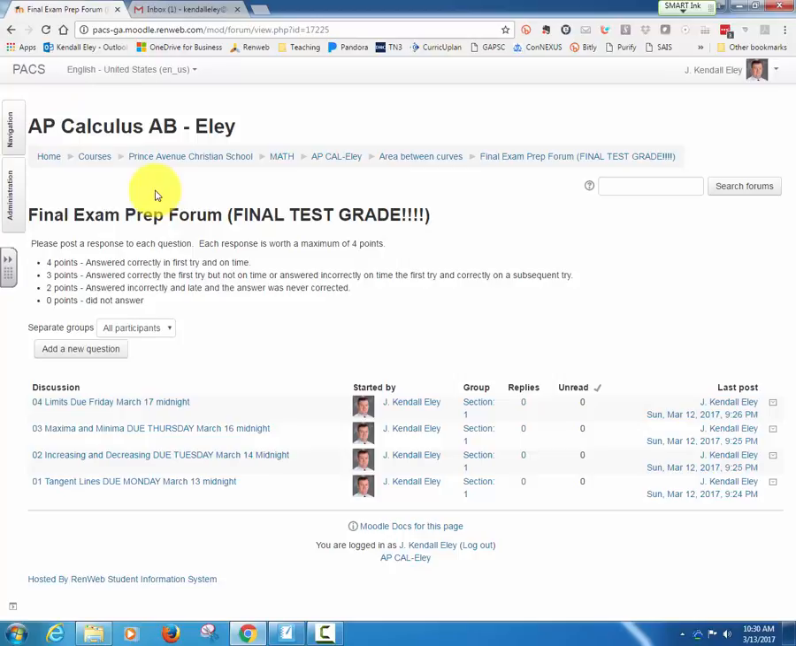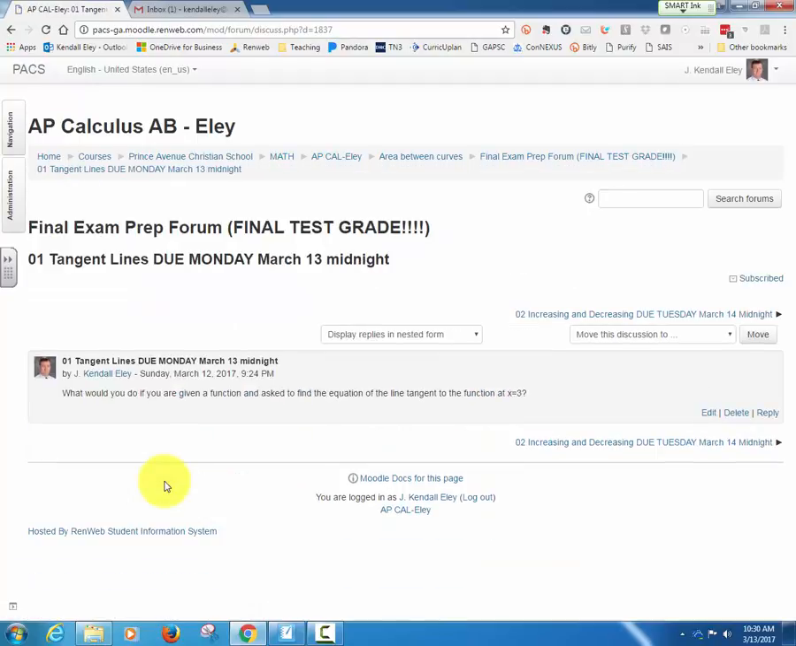So if you'll look at the first question, for example, down here, what would you do if you were given a function and asked to find the equation of the line tangent to the function at x equals 3? I don't want you to say, suppose I've got the function f of x equals x squared, and then work through it, and then give me an equation. I want you to say, what would you do? What's the first thing you would do?